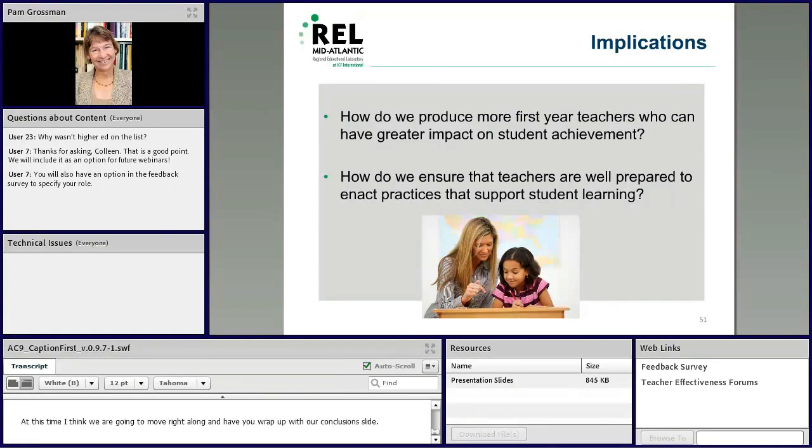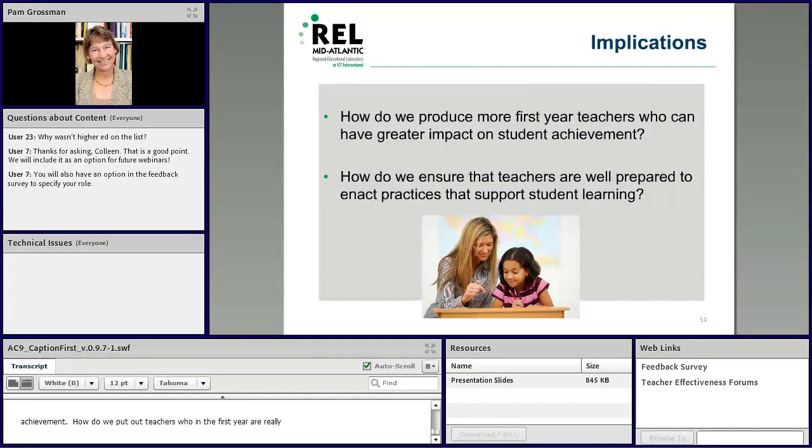So again, I think the interest of states and districts and principals and of teacher educators is in how we produce more first-year teachers who could have greater impact on student achievement. How do we put out teachers who in that first year are able to really support students in learning?